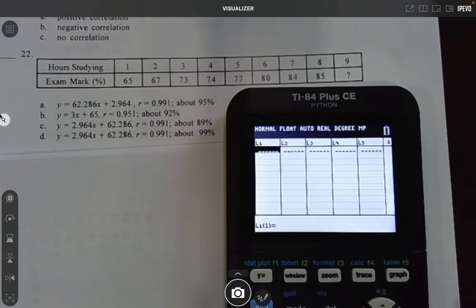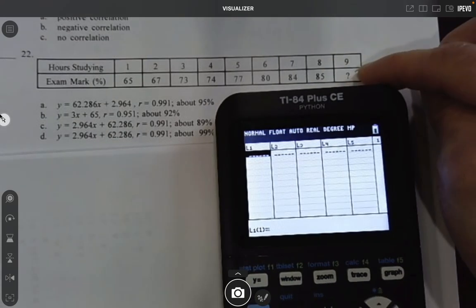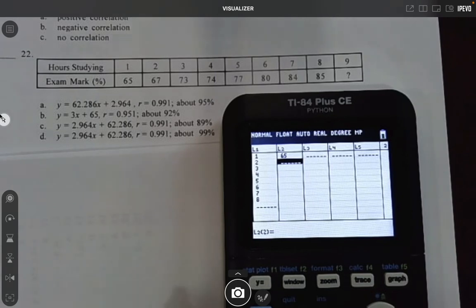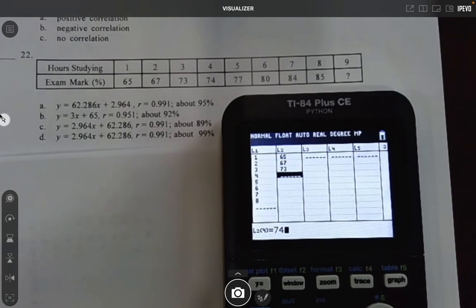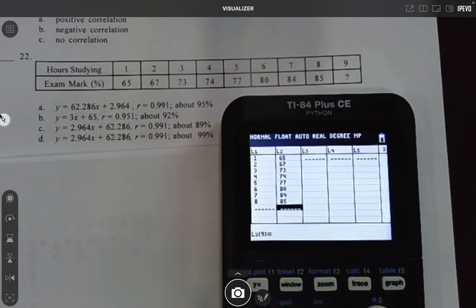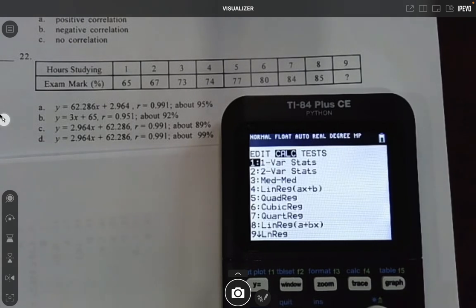So I'm only going to enter in 1 through 8. I only have data for 1 through 8. If you put 9, your calculator is going to give you an error because there would be a blank spot next to it. So 1, 2, 3, 4, 5, 6, 7, 8. Then I've got 65, 67, 73, 74, 80, 84, 85. Okay? So this one, it would be positive correlation. I can tell that without even doing anything. What are these numbers doing? They're going up.